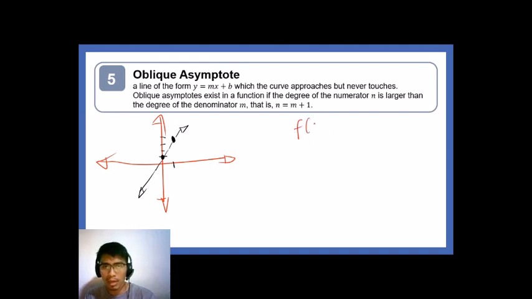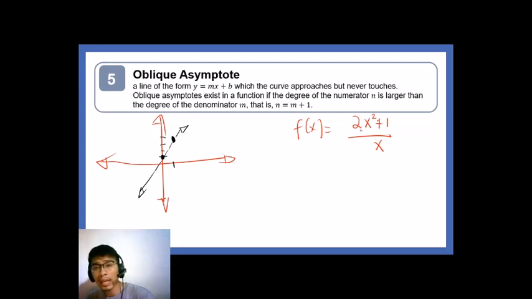Say for example here, I have f of x equal to 2x squared plus 1 all over x. So basically, if you look at it, you don't have a horizontal asymptote because the degree of the numerator is greater than the degree of the denominator. If you don't have a horizontal asymptote, basically you have an oblique asymptote. So how are we going to find the oblique asymptote in this problem?